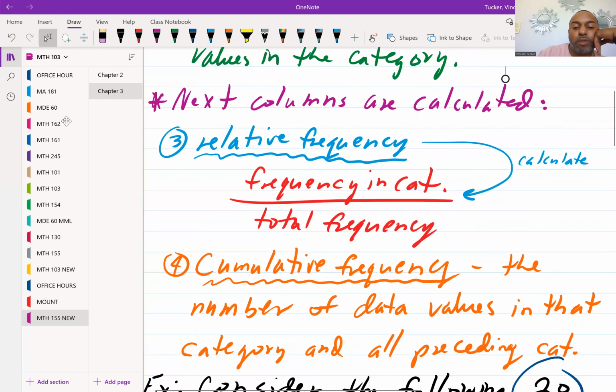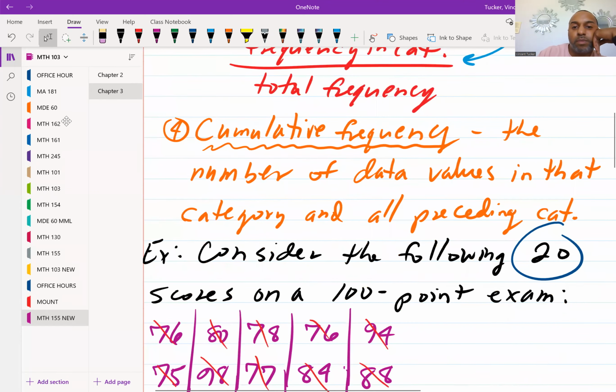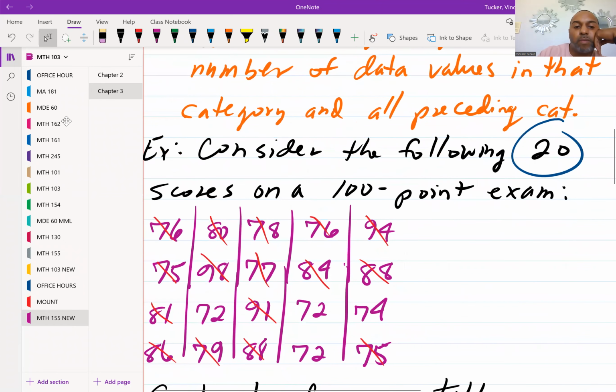All right, so right there, can I scroll up? All right, let me erase these slashes.